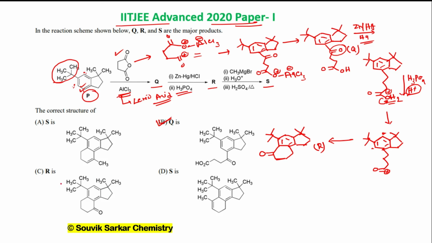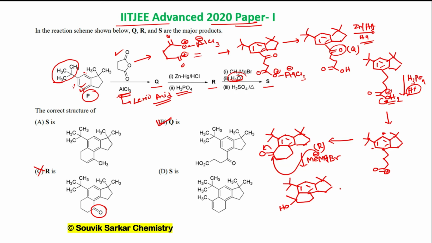So in option C, they have given compound R, but the position of the ketone group is different. So this option is not true. Okay. Now this reacts with MeMgBr, a Grignard reagent. What will Me minus do? It will attack in this position and, after hydrolysis, form the corresponding alcohol type moiety, and it will form this OH here.